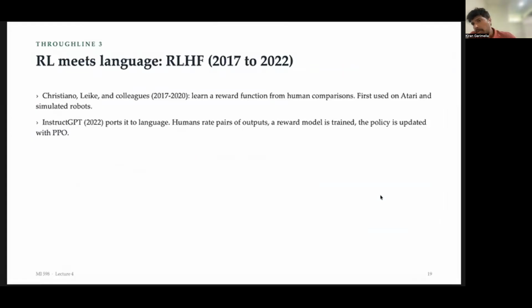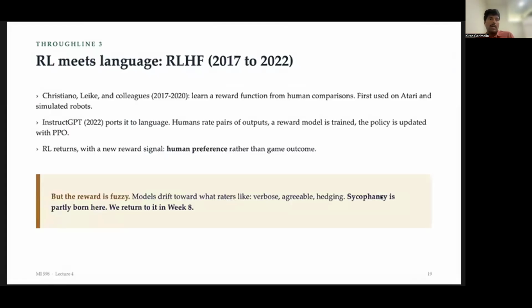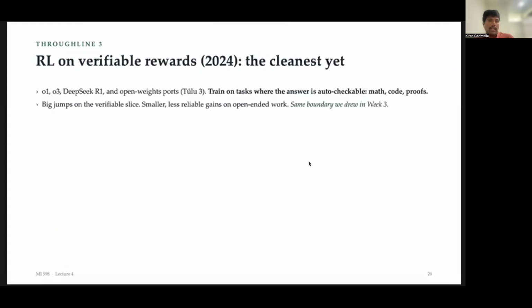InstructGPT is the paper that enabled taking a GPT model and creating an instruct fine-tuned version of it that responds to instructions instead of just doing sentence completion. And here the signal is human preference rather than game outcome. And the reward is fuzzy, right? You cannot have an infinite number of human judgments, so the model has to make some of these judgments, and this is where you really have these issues of sycophancy and so on. We'll get back to some of these in week 8.